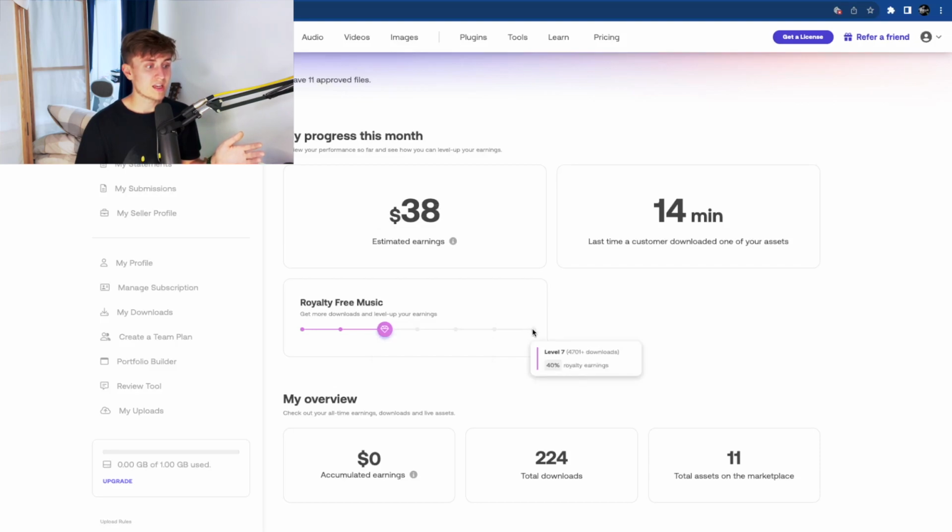And the maximum you can get is level 7. If you get over 4,700 downloads in a month, you get 40% royalty earnings. Now, this does reset every single month. So basically, at the end of September, this will go back down to here and we start again.